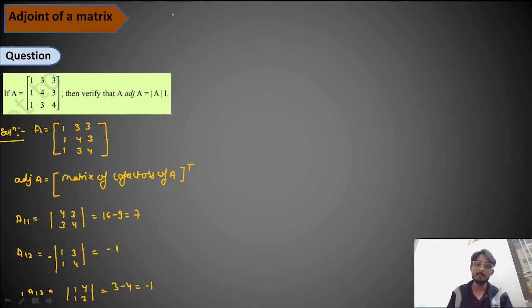Now you will find A21. A21 means eliminate second row and first column. When you eliminate second row and first column you will get 3 3 3 4, and 2 plus 1 equal to 3, so you will change the sign. 3 fours are 12, 3 threes are 9, 12 minus 9 equal to 3, so minus 3.